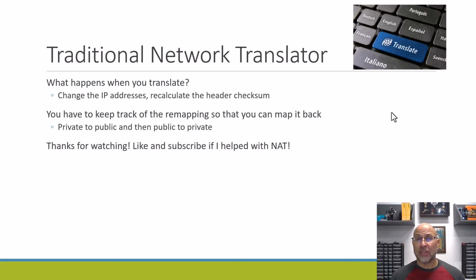Imagine that you have to translate every single IP packet, and there are millions of them per second. So it takes a lot of work, a lot of time just to rewrite the header, but also we have to recalculate the header checksum because the IP address just changed. We need to keep track of the table because we're going to remap the address to the original source address when it comes back in. So what we're really talking about is we go from private to public, and then we go from public back to private. Whew. That was a lot for our traditional network address translator.